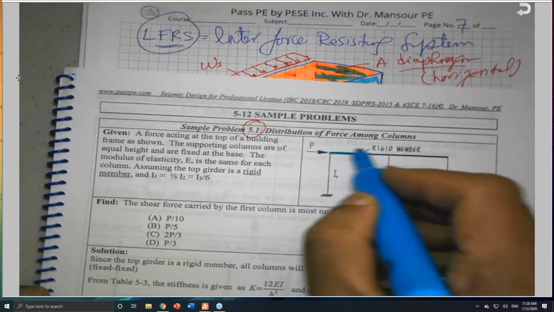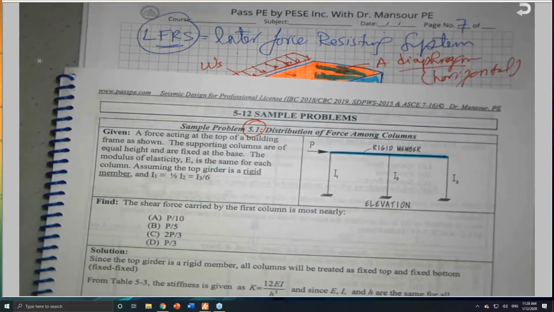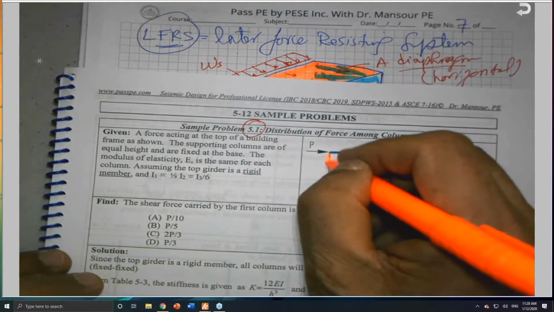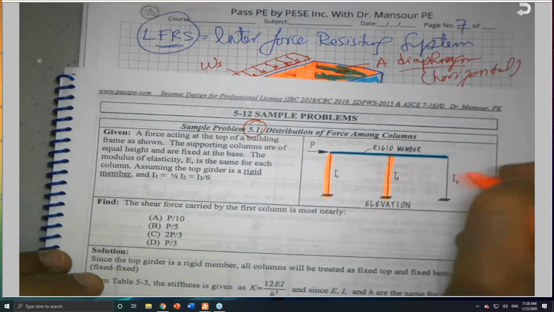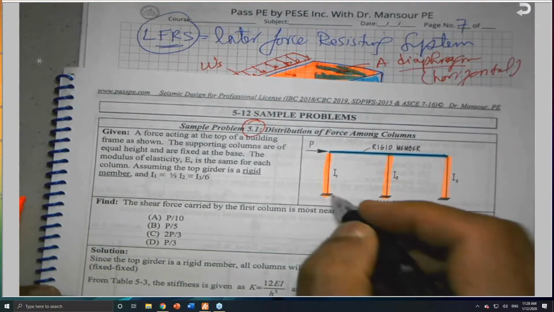This is a rigid member. And we have 3 columns, and these columns are in parallel. As you can see, this is a column, and this is a column, and this is a column. Okay, it's very important to know the end conditions.